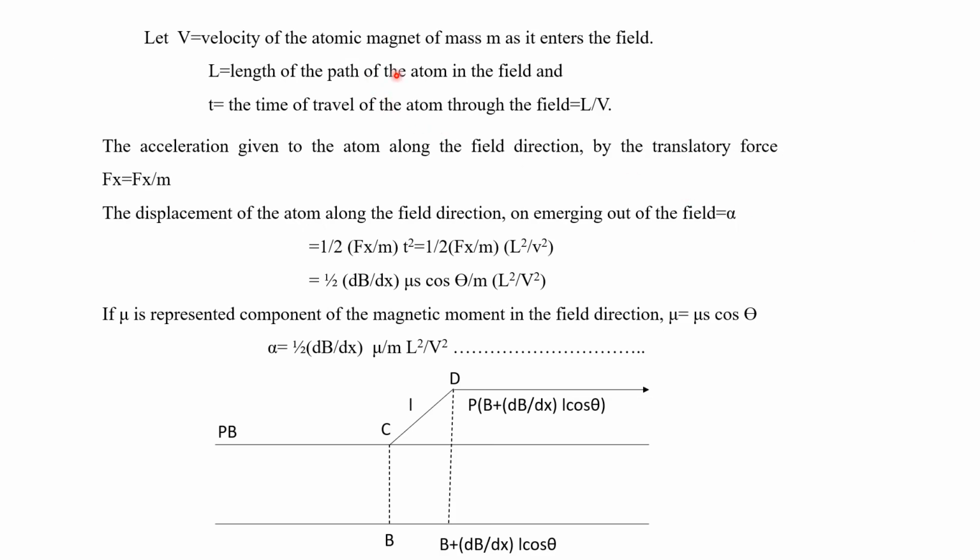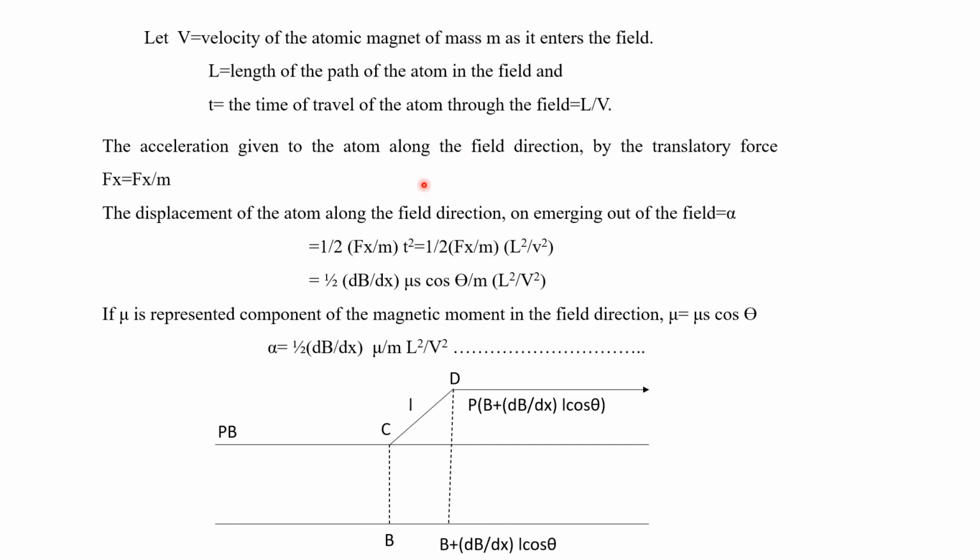Let v be the velocity of the atomic magnet of mass m entering the field. L is the length of the field region, and t is the time taken by the atom to travel through the field. The time of travel through the field is L by v, since velocity equals length per time, so t is equal to L by v.